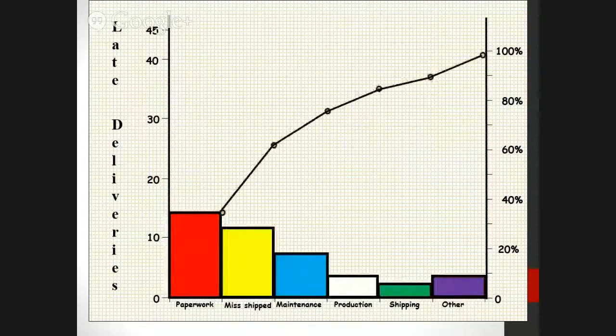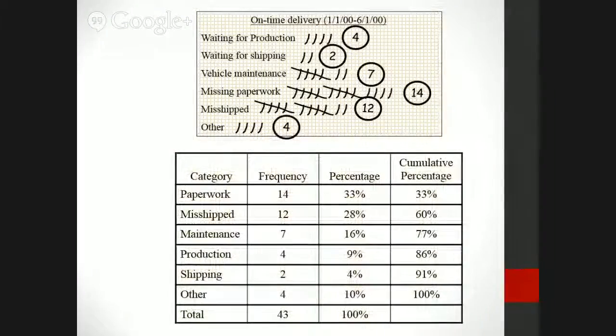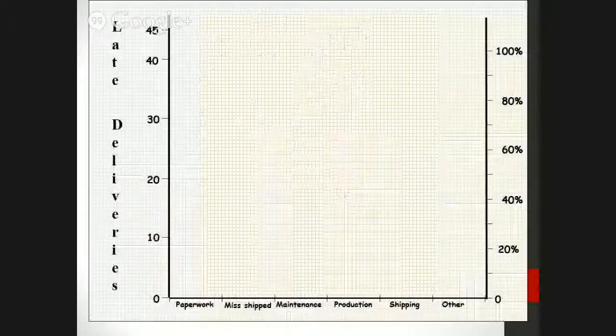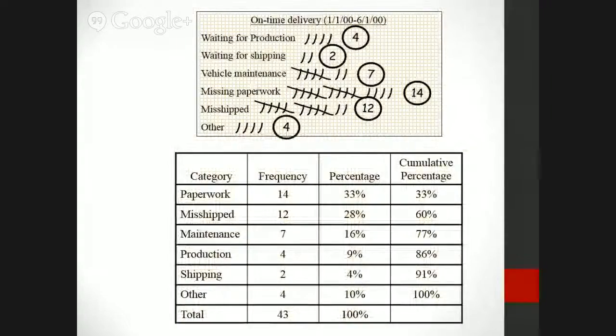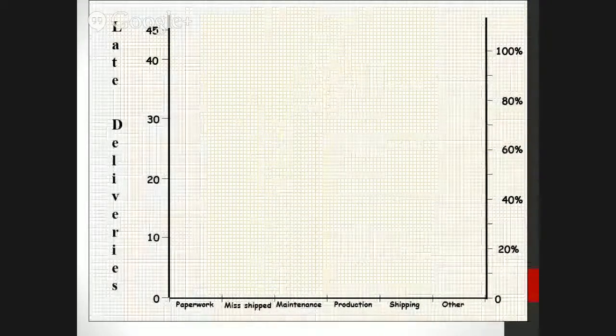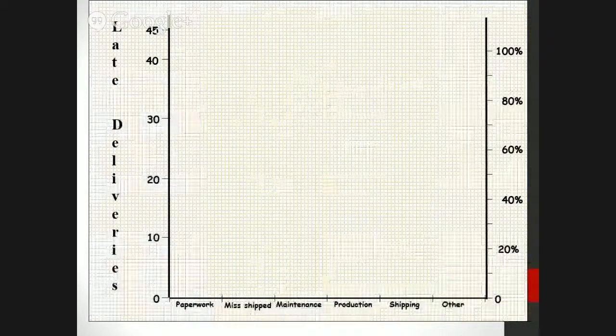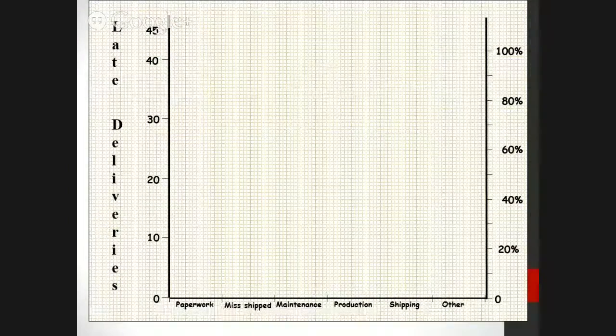So, here we go. Paperwork, I missed how many times? 14. And I had a percentage of 33%. So I drew a bar at 14. Here's my total. I think my total over here was 43, and I'll just run it up to 45 to be good. So the total number of times I was late, we'll just run the range up to 45 on this chart. Okay? And of course, on the other side, you're going to do 0 to 100%. Why? Because that's all we have is 0 to 100%. We don't have 110%.